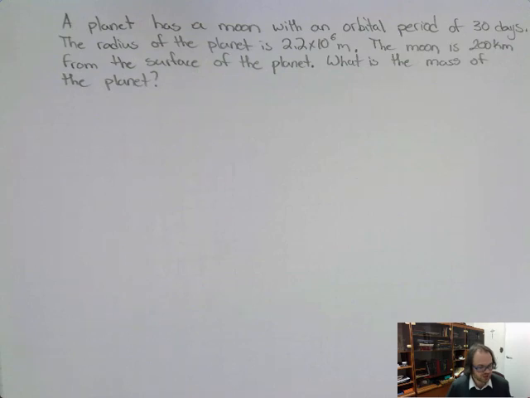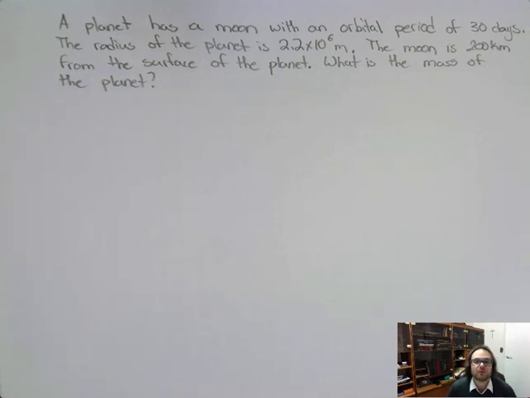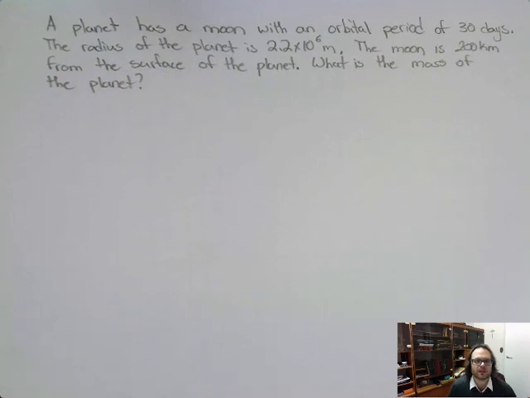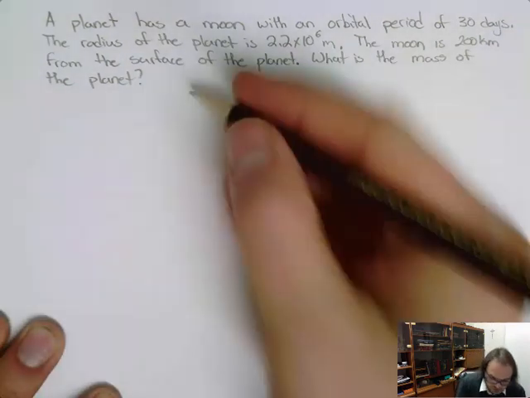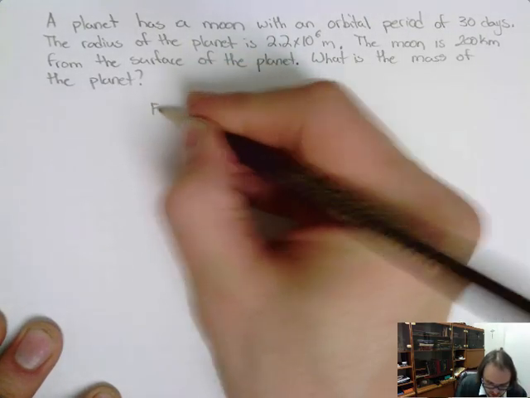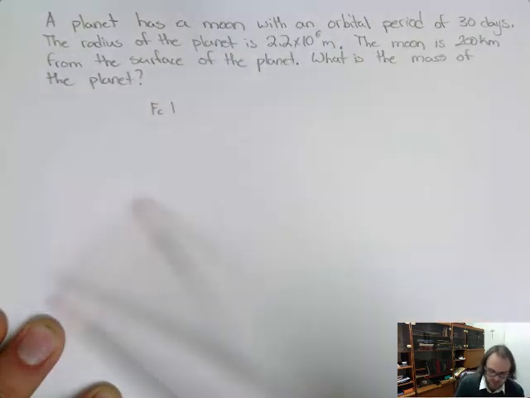So my next question here. A planet has a moon with an orbital period of 30 days. The radius of the planet is 2.2 times 10 to the 6 meters. The moon is 200 kilometers from the surface of the planet. What is the mass of the planet? So here I want to find the mass of the planet, which makes things a little bit more tricky, but it's not that bad. So we're first going to start off, same thing as always. We know my centripetal force is equal to my force of gravity.